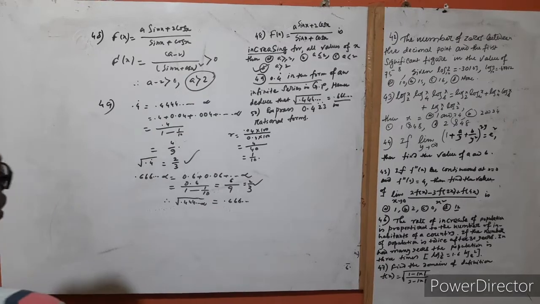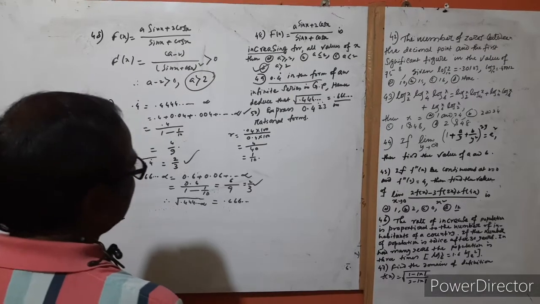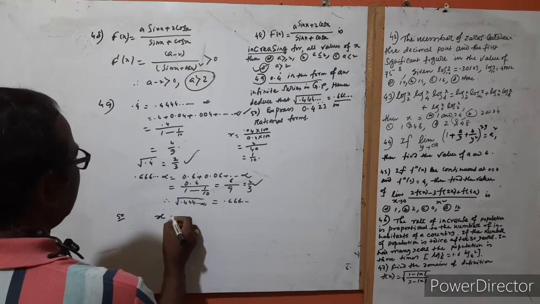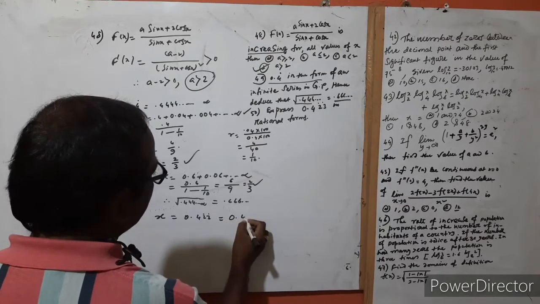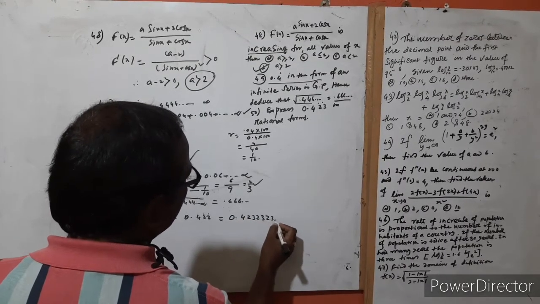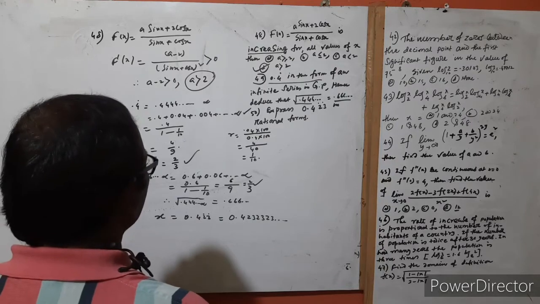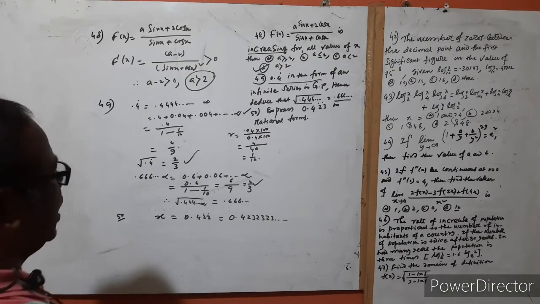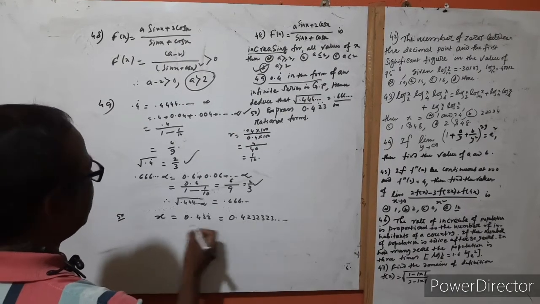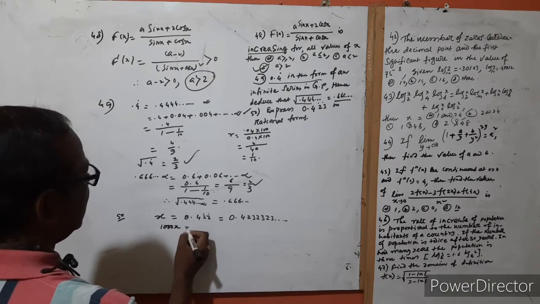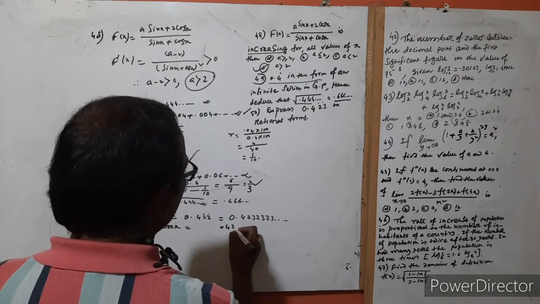Now from 50, express this as a rational number. Let us assume this is x, which is given as 0.4232323, with the recurring part 2 3, and this can be written like 2 3 2 3 2 3. If we multiply by 1000, then 1000x would be shifted by that position, that is 423.2323.